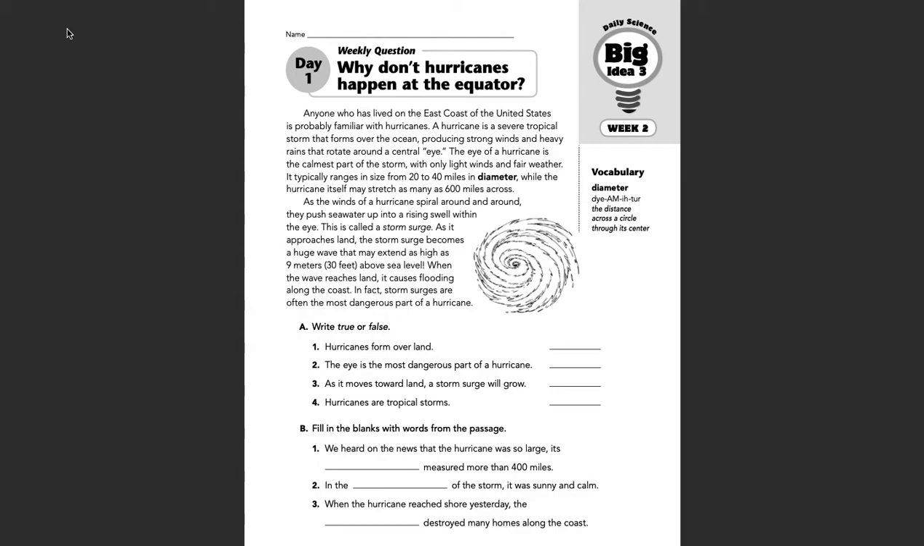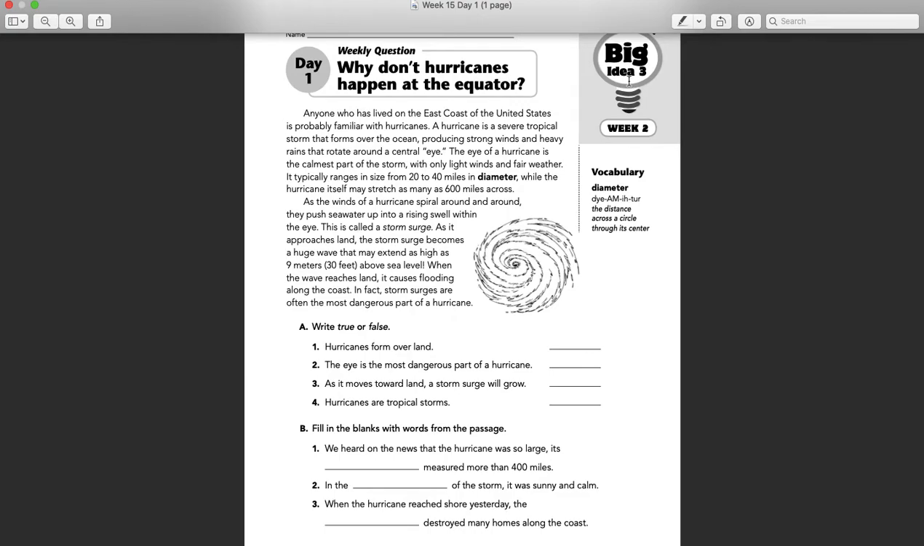So part A wants us to write true or false for each statement. Number 1, hurricanes form over land. Well, if we see in the second sentence in the first paragraph, it says a hurricane is a severe tropical storm that forms over the ocean. So we know number 1 would be false.